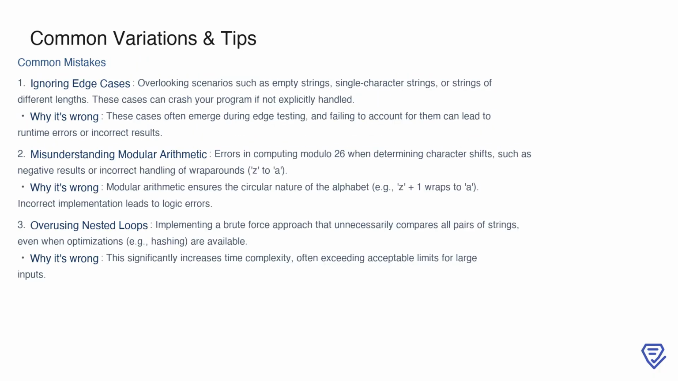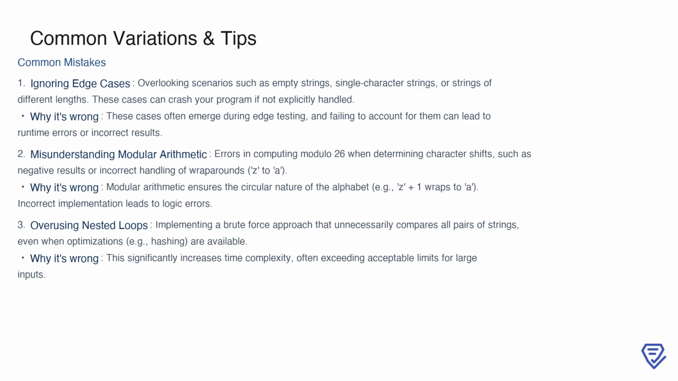One of the most common mistakes when solving the group shifted strings problem is ignoring edge cases. Scenarios such as empty strings, single character strings, or strings of varying lengths might seem trivial, but they can easily crash your program if not explicitly accounted for. For example, an empty string might cause an index error, or assuming all inputs are the same length could lead to incorrect results.